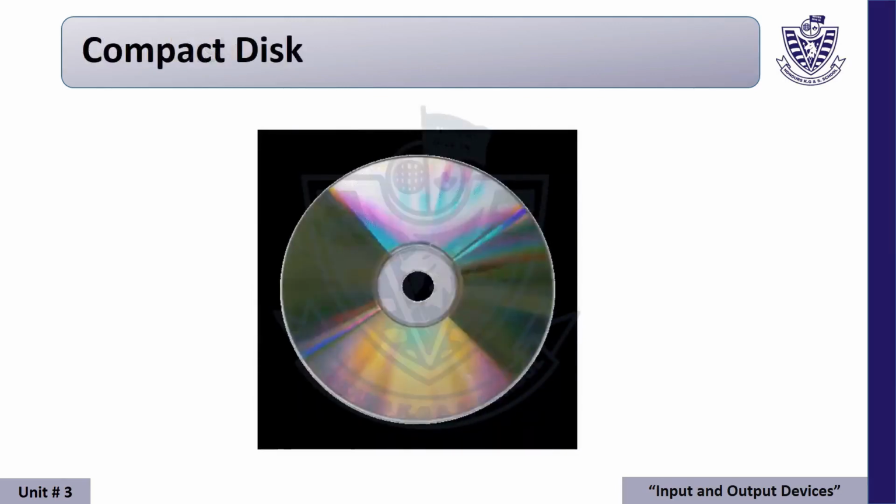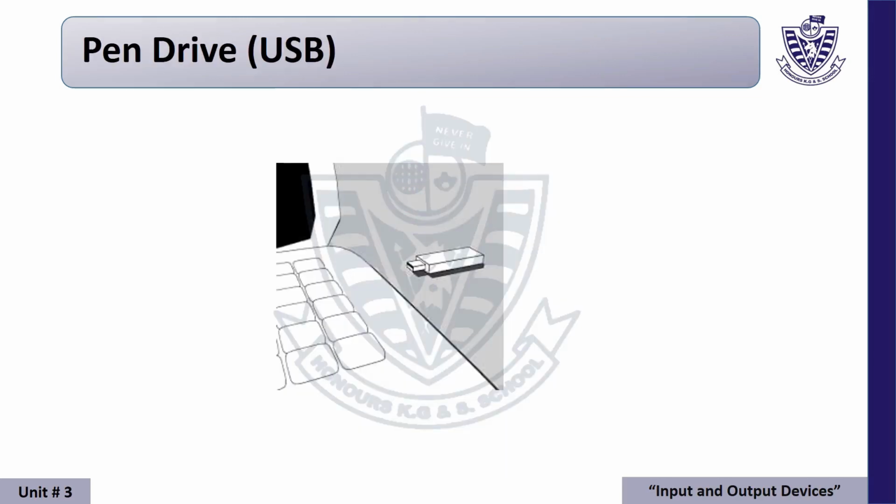Compact disk. It stores large amount of data. It is a portable device. It is easy to carry. It is also known as CD. Pen drive or USB. Pen drive is a small portable device that stores a very large amount of data. It works faster than other storage devices.